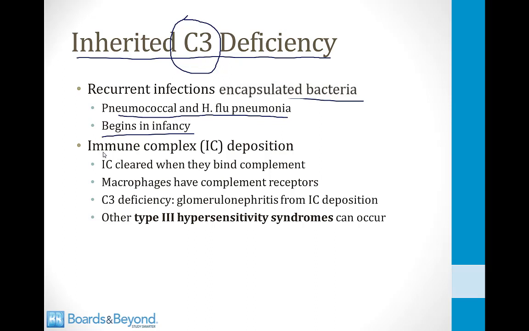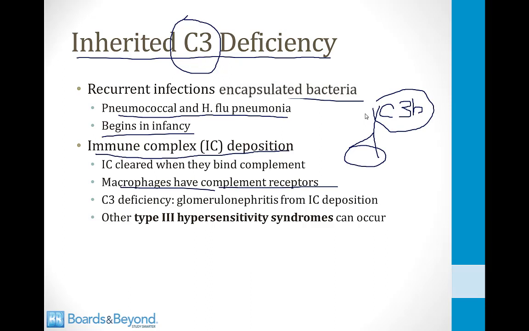A second problem they have is with autoimmune diseases, and this sounds counterintuitive. These children lack a portion of the immune system, yet they have higher rates of autoimmune disease. How can this be the case? Well, the pathophysiology has to do with immune complex deposition. So recall that immune complexes are antigens bound to an antibody, usually an IgG antibody, and these sometimes form in the plasma and they can deposit in tissue. A major way that they are cleared is by complement activation and the formation of C3b on their surface. Recall that C3b can draw in macrophages because they have complement receptors. So when you're deficient in the complement system, you can't form this C3b and you can't draw in macrophages, and as a result, you have impaired clearance of immune complexes. So children with an inherited C3 deficiency get glomerulonephritis from immune complex deposition in their kidneys. They also have higher rates of other type 3 hypersensitivity syndromes, and recall that type 3 hypersensitivity disorders always involve immune complex formation.